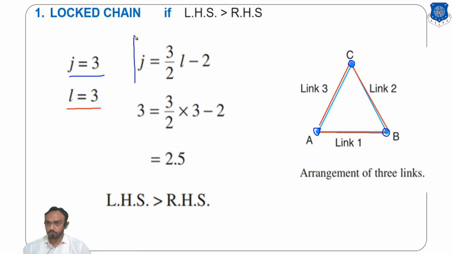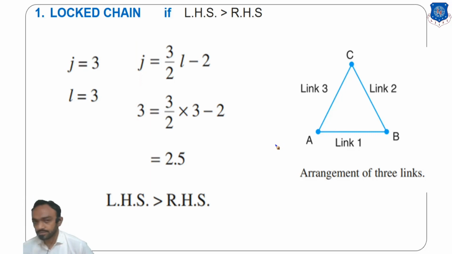We put these values in the equation: J is equal to 3 by 2 L minus 2. So we get 2.5, and we have 3 joints. So LHS is greater than RHS, and this chain is locked. There is no possibility of motion in this chain.